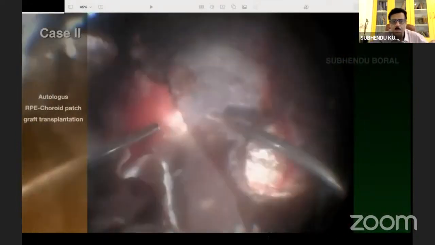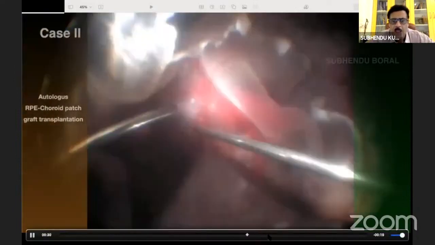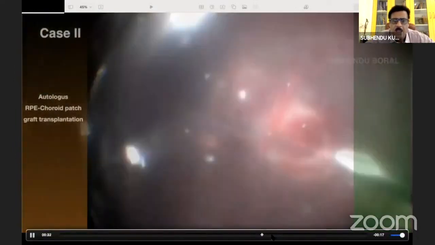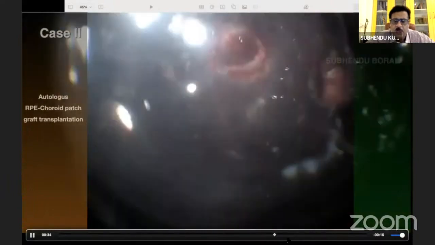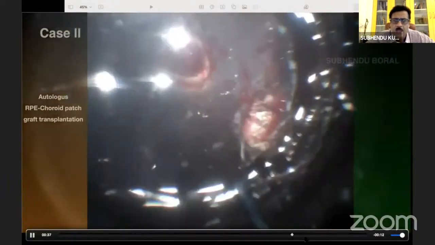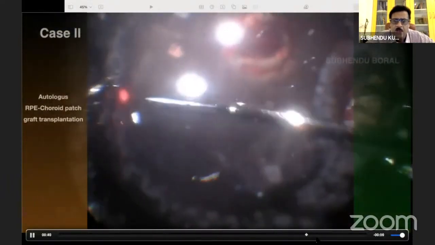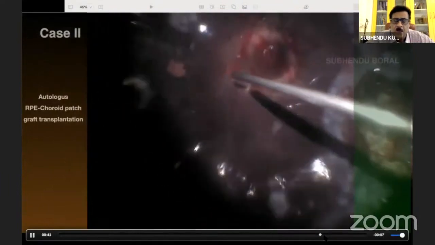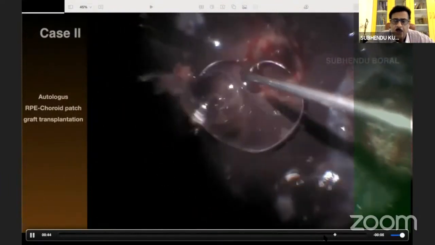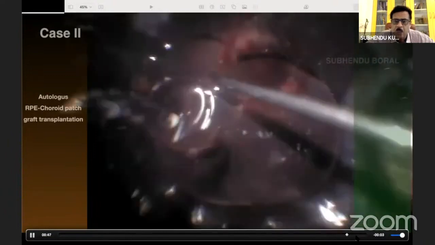Then you have to remove the PFCL and again inject the PFCL over the disc, and start doing fluid exchange and laser, and finally silicone-PFCL exchange, injecting silicone with the left hand and removing the PFCL with the right hand under Chandelier light.